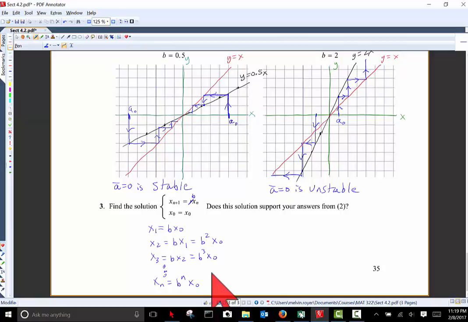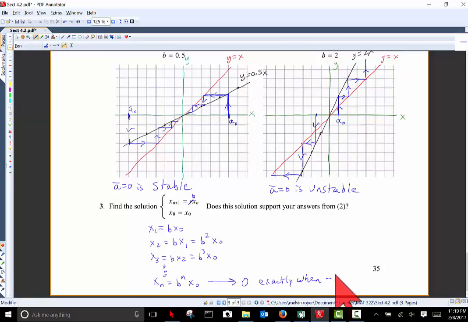And the question is, when does this approach 0? So this goes to 0 exactly when. So think about b to the n. If b is a number like 2, then as n goes 1, 2, 3, this gets larger. I don't go to 0. If b is negative 2, same thing. If b is positive 1, I don't go to 0. If b is negative 1, I don't go to 0. If b equals 0.5, 0.5 to higher and higher powers is getting smaller.